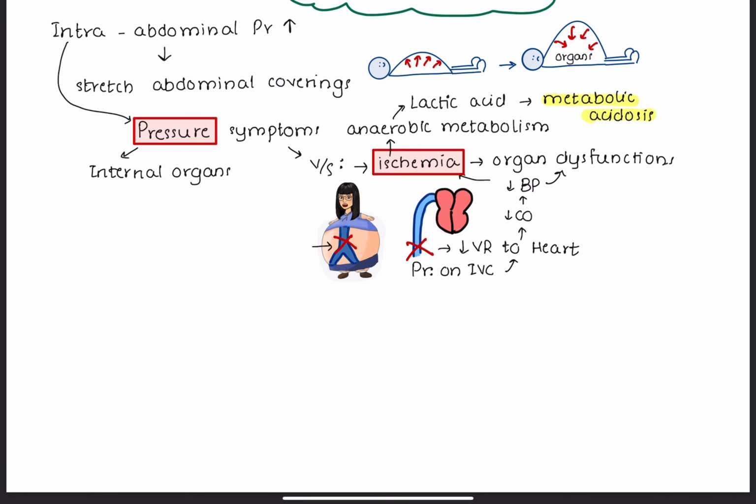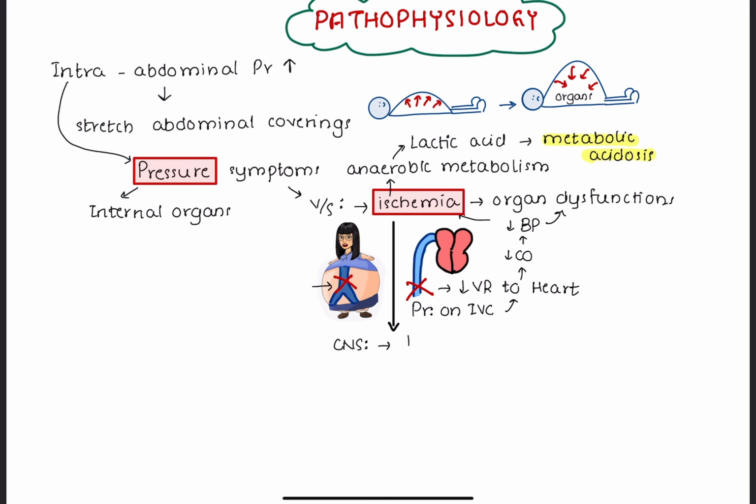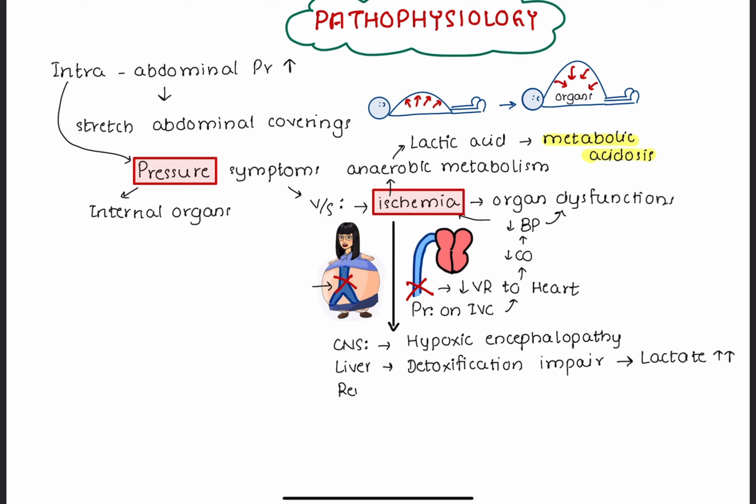Almost any organ can be affected in abdominal compartment syndrome. Reduced blood flow to the brain leads to hypoxic encephalopathy. The patient may present with confusion, convulsions, and coma. Due to liver ischemia, liver is unable to clear toxins. There is decreased lactate clearance by liver and also by kidneys, causing lactic acidosis.